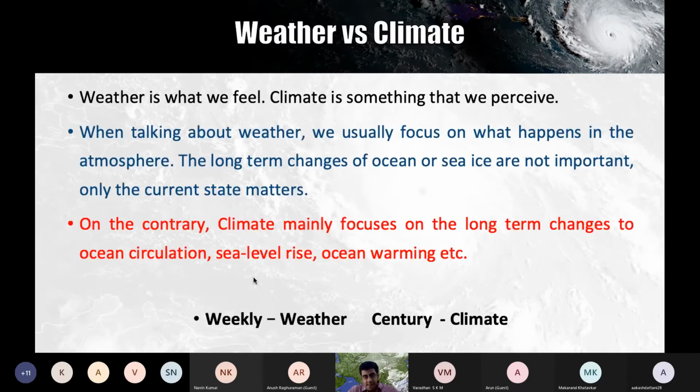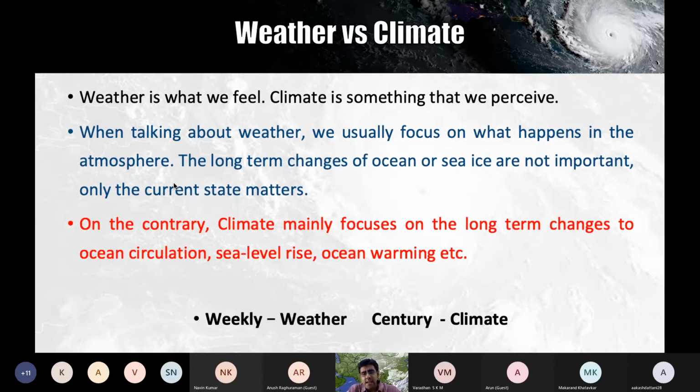All right, so weather versus climate, just one slide I have. What is the difference? Because many people mix it. Weather is something that we feel, whereas climate is something that we perceive, because climate is more like a centurial or decadal scale. So what is going to happen in the next 10, 15 years, how the climate is going to change. And when we talk about weather, we only focus on atmosphere.